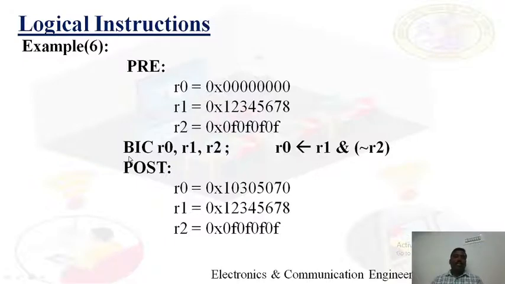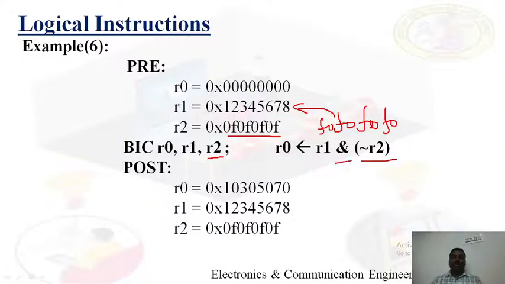So that is BIC, bit clear. Bit clear means here first R2 is negated, R2 is how much, 0F 0F. So it becomes F0 F0, it is complemented, F0, okay. Then the last byte is what, F0. Okay, so this data is ANDed with R1 data. So R1 data is how much, 12345678H.